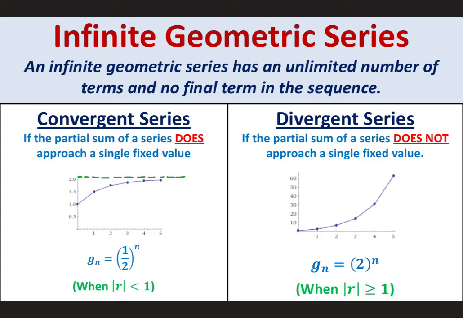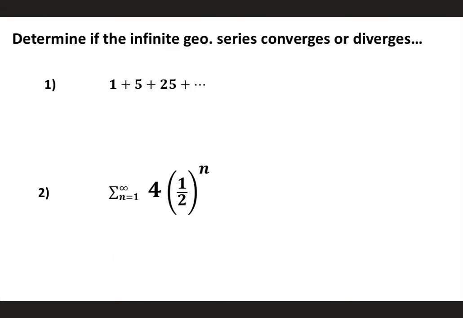All right, so let's test this out a little bit. We have to determine if the infinite geometric series converges or diverges. All we need to do here is determine what the R value is. In our first one, we go from 1 to 5. To get from 1 to 5, we multiply by 5. From 5 to 25, we multiply by 5 again. So here our R equals 5, which means it diverges, which means the infinite series would not have a sum.